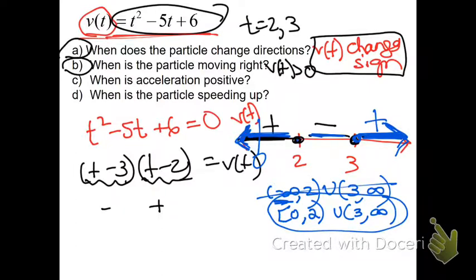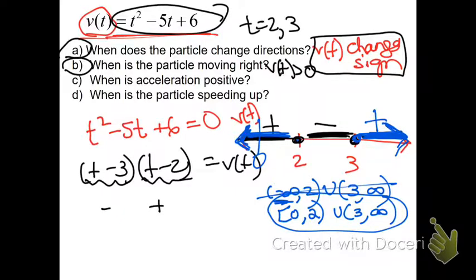Okay, part C. Well, hold on. Before I do part C, let's talk about some of the other stuff. If I said particle moving right, it would be the blue arrows. Particle moving left, if I had asked that, would have been here where velocity is negative.